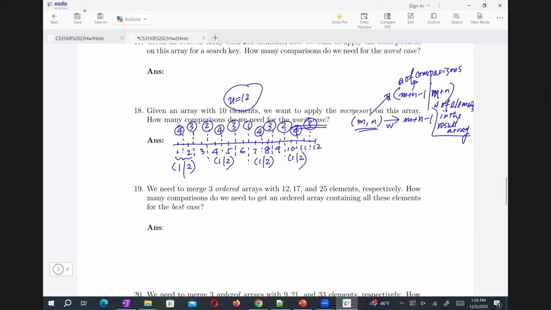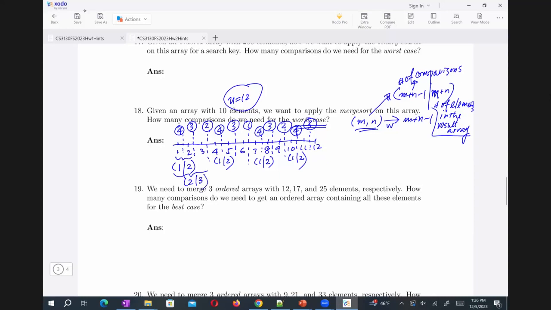Then merge corresponding to round 3. This time we need to use 2 and 1 element. 2 and 1, number of comparisons: 2 plus 1 is 3, 3 minus 1 is 2. So the merge result is 2 comparisons. The number of elements, 2 plus 1, 3.